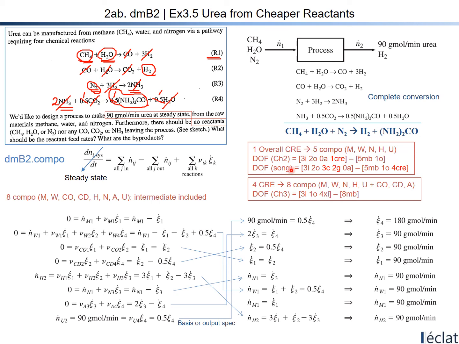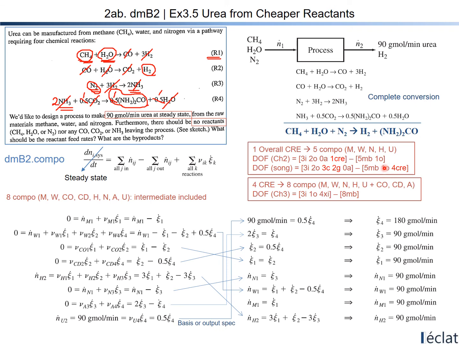Let's go to the second method by Song's method. And like in the textbook method, we have 3 input, 2 output, and 0 accumulation. Also, for the restrict, we have 5 material balance equation and 1 output.